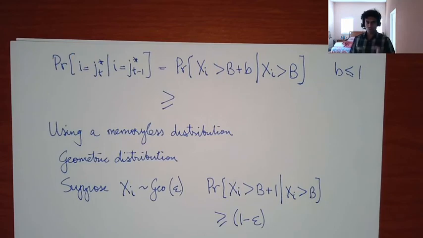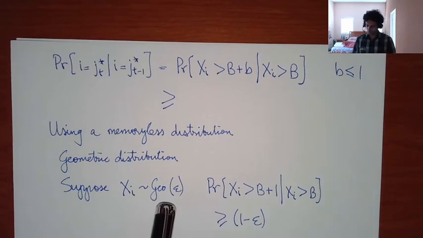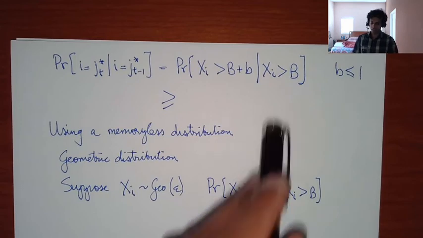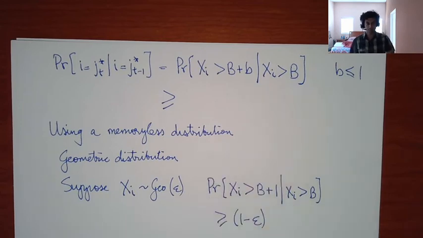Does this make sense? So this is really why the geometric distribution was chosen. Technically, I'll come to the technicality shortly, but do you see why you choose the geometric distribution here? So select xi from a geometric distribution with parameter epsilon. Then conditioned on xi being greater than B, xi being greater than B plus 1 is actually going to be 1 minus epsilon.